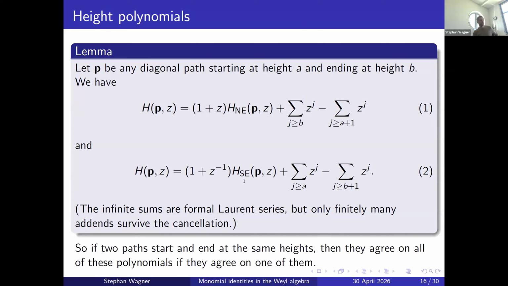Right, so if two paths start and end at the same heights, then if they agree on any one of these three polynomials, then they agree on all of them, because I can convert from one polynomial to the other two.